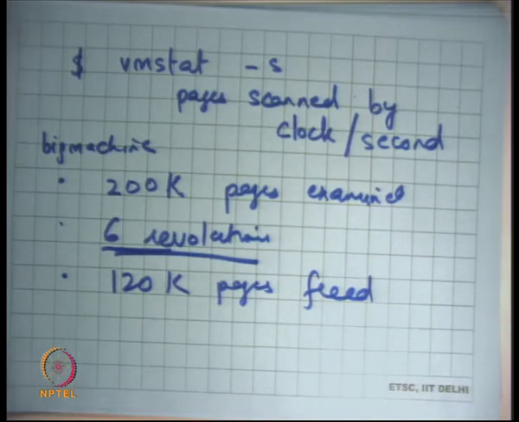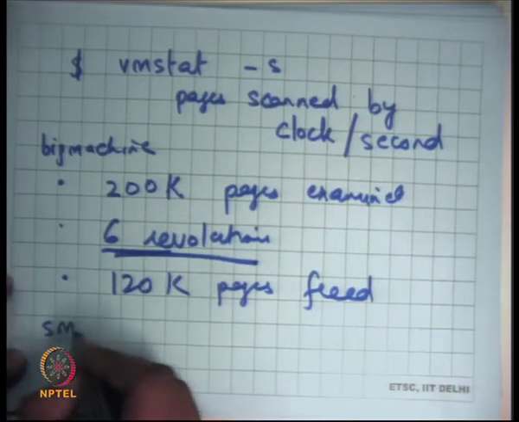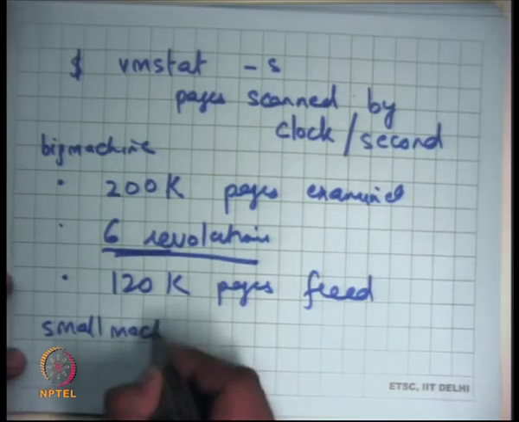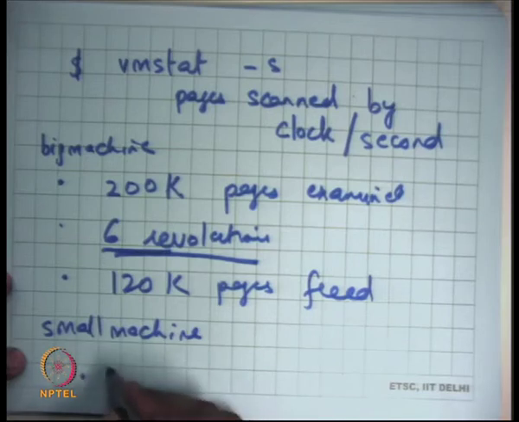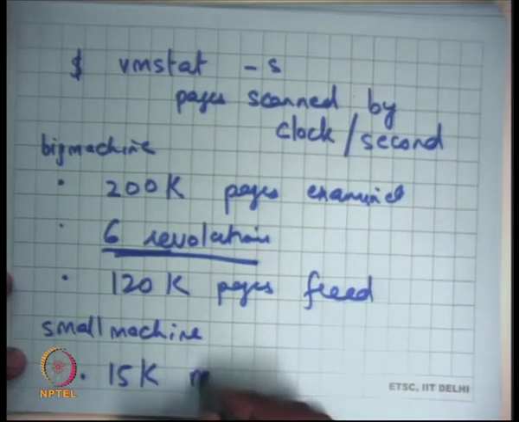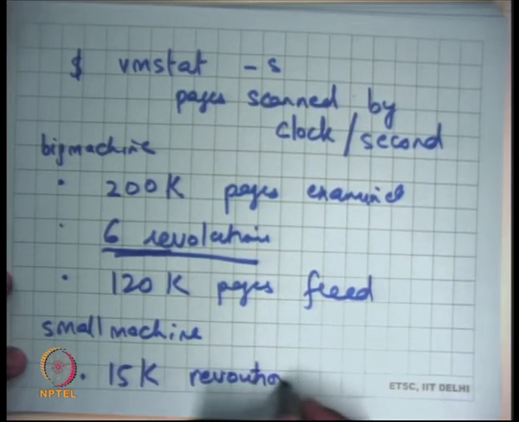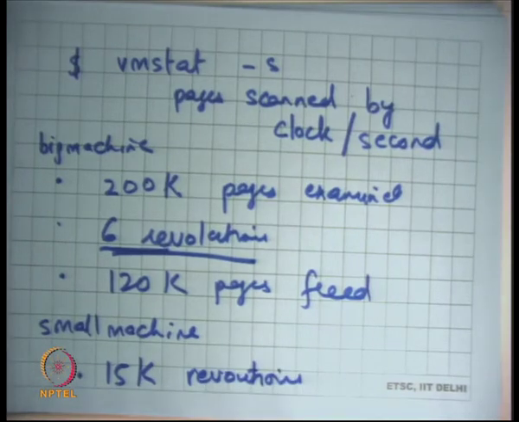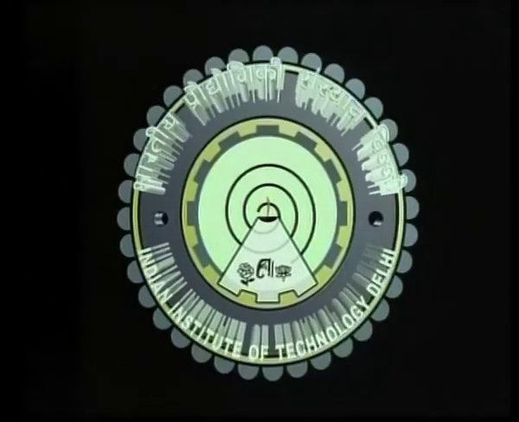On the other hand, if you have a small machine, here is another piece of data: you could have something like 15,000 revolutions per second. This shows that your memory is too small and you need to increase your memory to reduce your memory pressure, so that your clock hand moves slowly. All right, so let us stop here and continue this discussion next time.